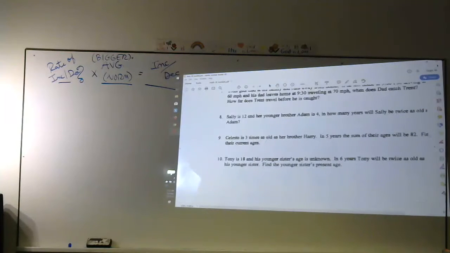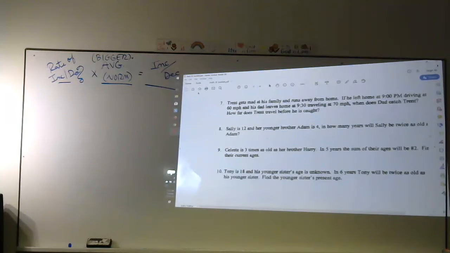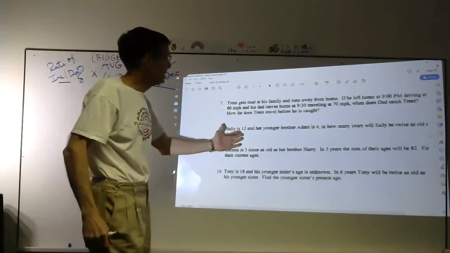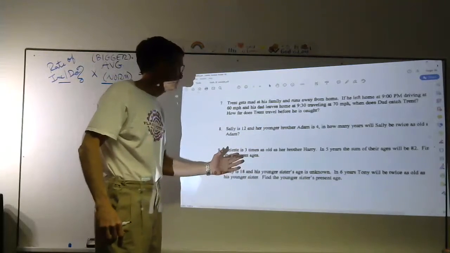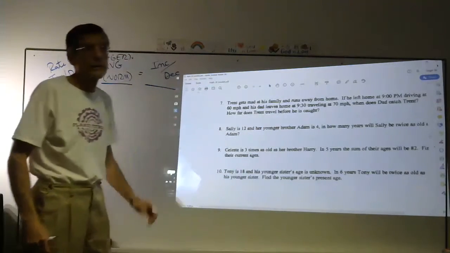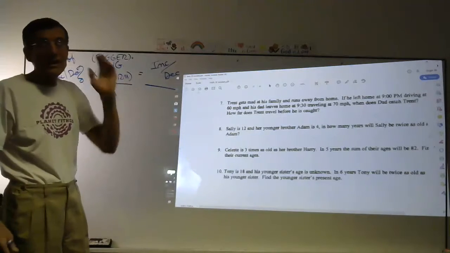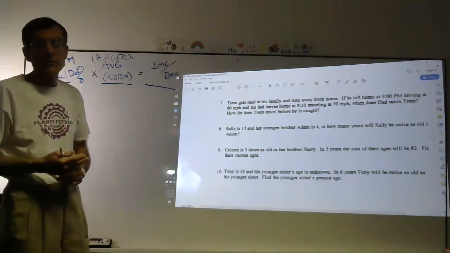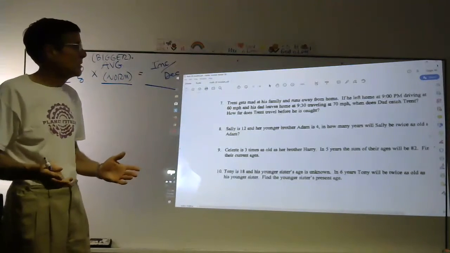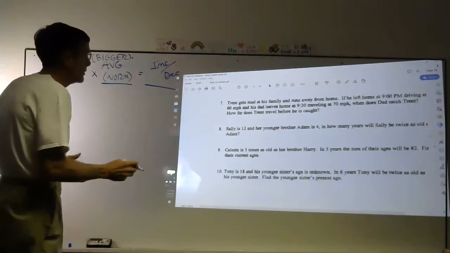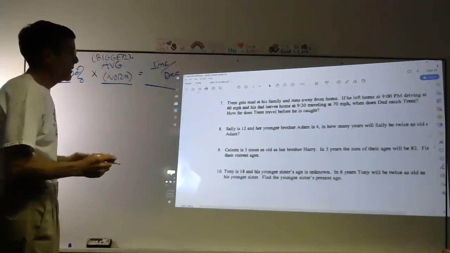I think that's it. All right, so I've got one more kind of problem to show you. These are going to be age charts. Here's Sally's age, her younger brother's age, Celeste, Harry, okay? And you, once again, get a heck of a lot of information. I think it's so much easier if you make a chart. So let's look at number 8.